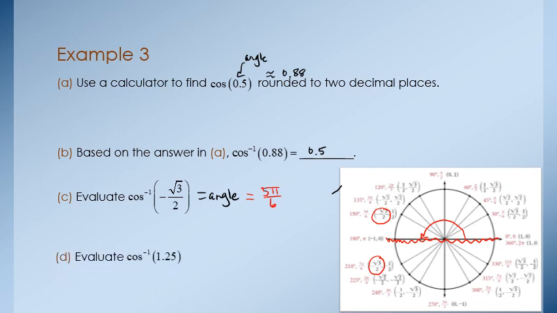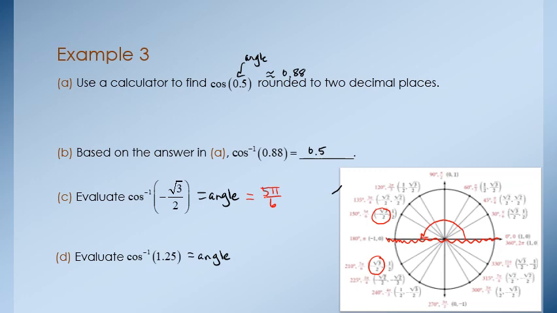One more example, evaluate cosine inverse of 1.25. So just like we saw on part C, I am looking for the angle that produces an output of 1.25. Go ahead and see if you can figure that one out, either using your calculator or think about it for a minute. And I hope you came up with, wait a second, I can't do that.